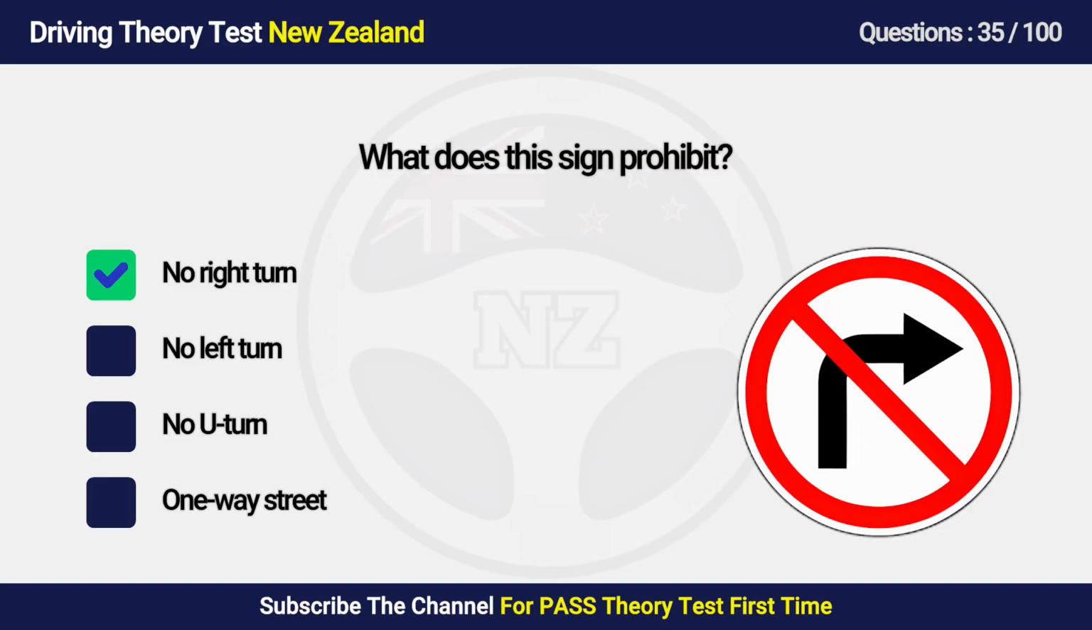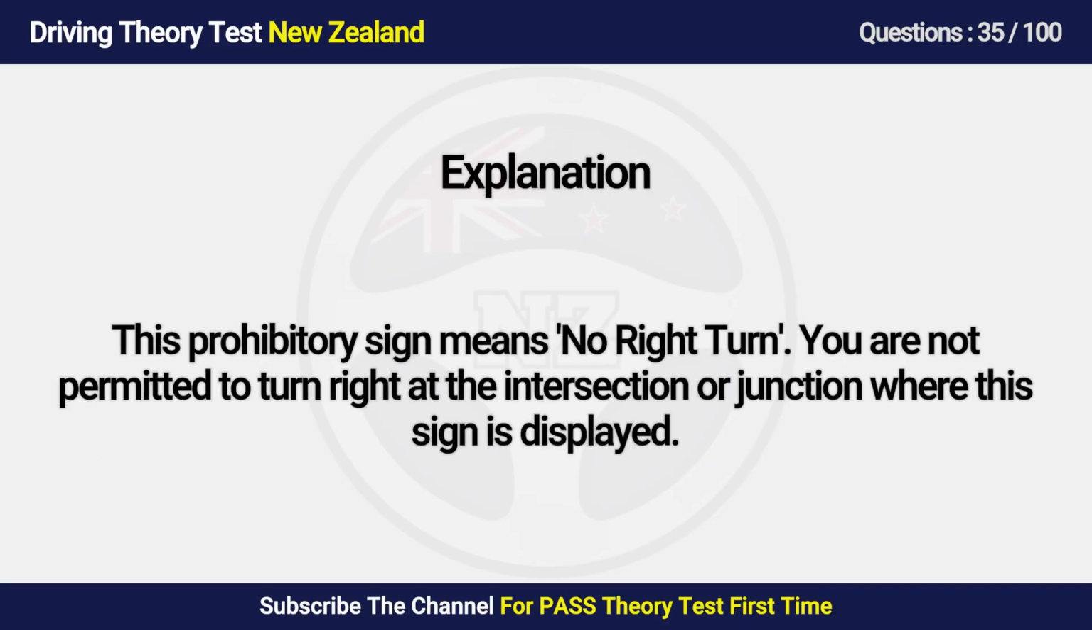Answer is A. No right turn. This prohibitory sign means no right turn. You are not permitted to turn right at the intersection or junction where this sign is displayed.